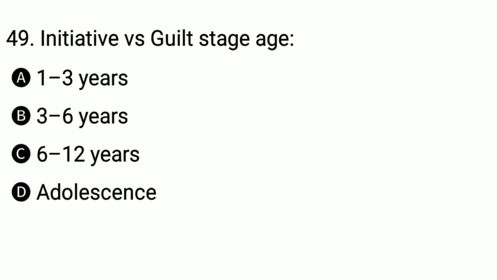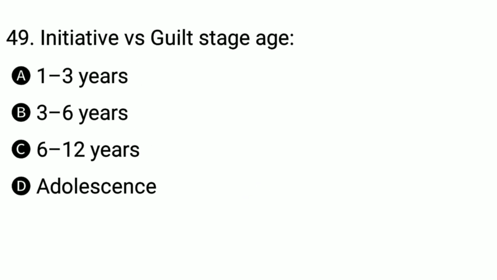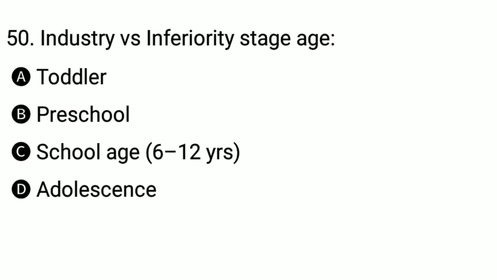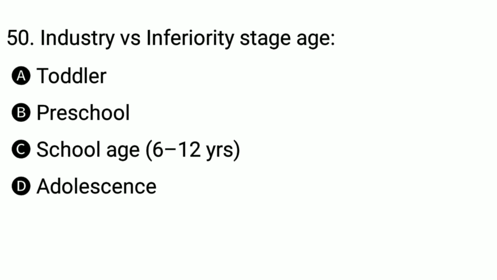Question number 49. Initiative vs guilt stage age. The right option is option B, 3 to 6 years. Question number 50. Industry vs inferiority stage age. The right option is option C, school age.